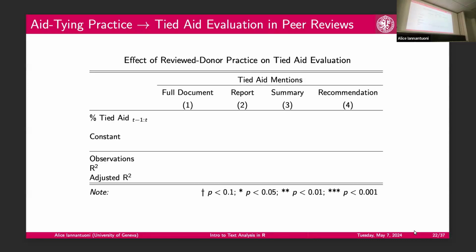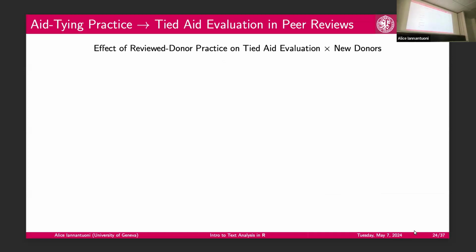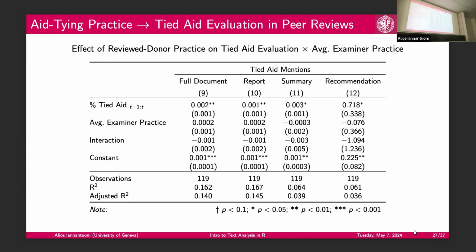We have a bunch of regressions. In the first set, we're showing that the percentage of tied aid in the 2 years before the review, for the donor that's being reviewed, is positively related with all of these potential outcomes: the amount of tied aid terminology in the full document, only in the report component, only in the summary component, and the binary presence of a recommendation, right? We then try to interact this variable with the old and new donor status or with the practice of the donors under review. And in both cases, we do not find any significant results for that interaction variable, right? So the takeaway is that we see a strong relationship between the practice of the donor under review and the content of the review, and no funny business with respect to whether the donor is new or old or who reviews whom, yeah?